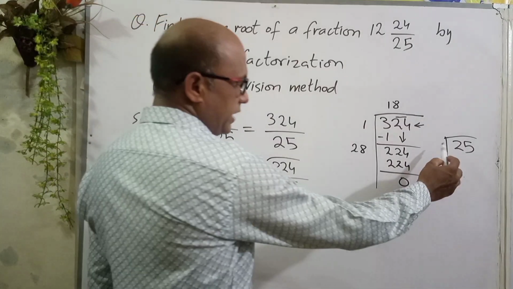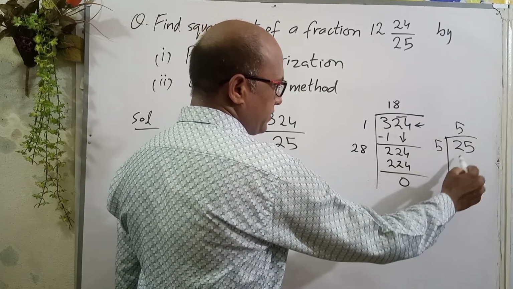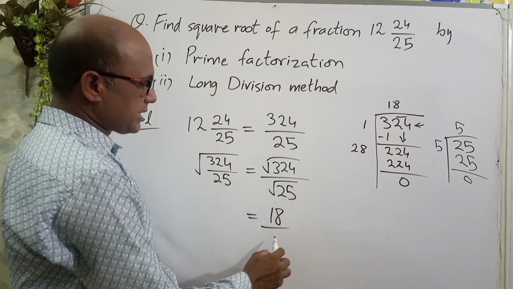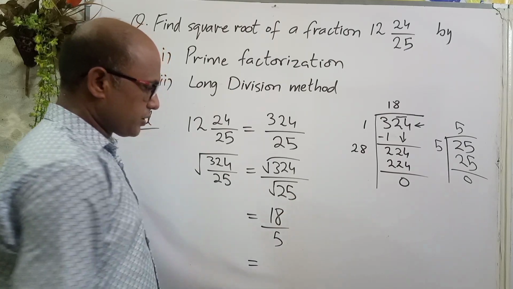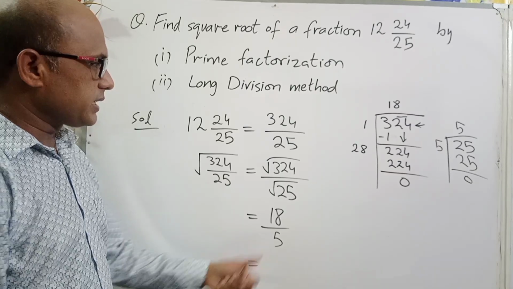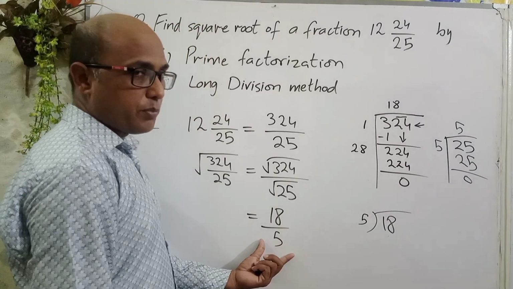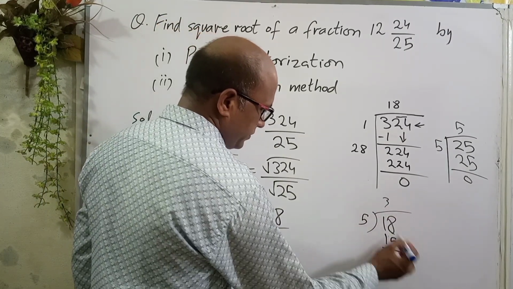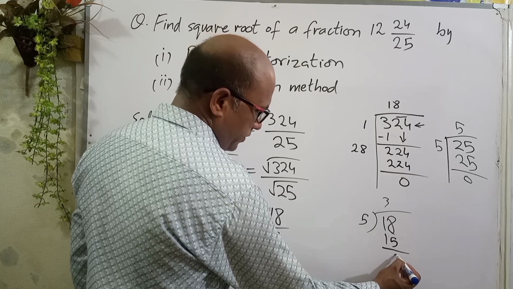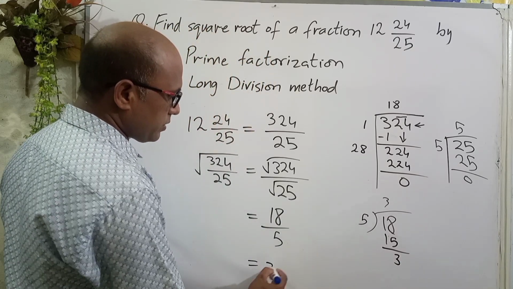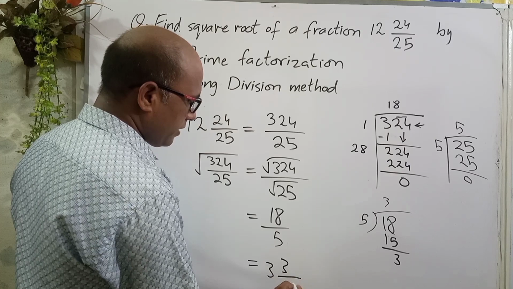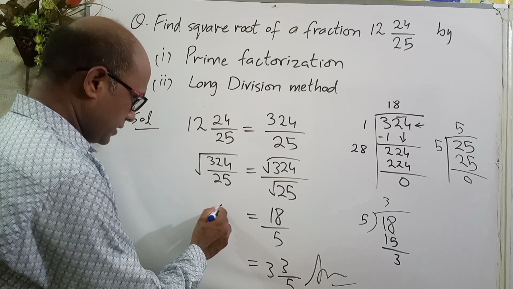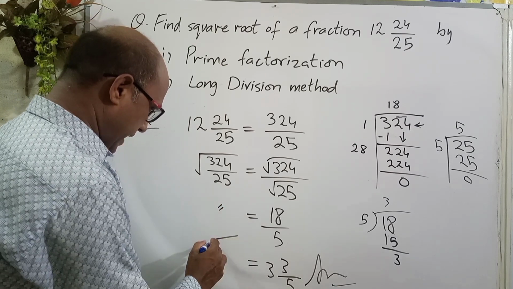So for 25 we know it is very simple. 5 5s are 25. It is already a pair, so it is very simple. The answer is 5. So let's divide these two numbers, using the method to convert this improper fraction into a mixed number. 5 3s are 15 we get. By subtracting these two we'll get 3. So 3 whole 3 by 5 is the answer. It is the square root of the given fraction.